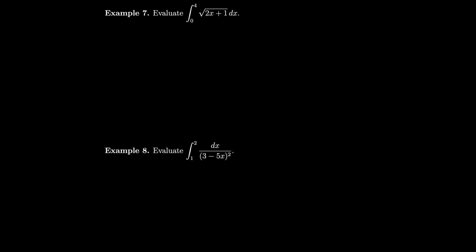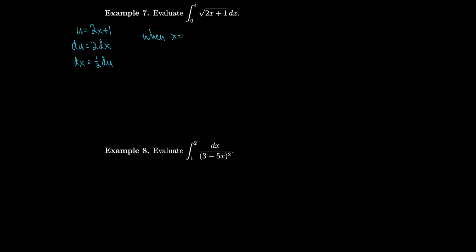Let's evaluate the integral from 0 to 4 of the square root of 2x plus 1 dx. So let's let u equal 2x plus 1. Right? That seems like the most obvious thing. We would have du equal to 2 dx, and we have dx equal to half du. As we saw before, this is not the only possible substitution, but this will be fine.